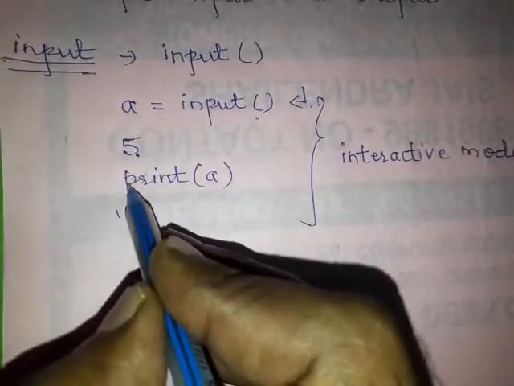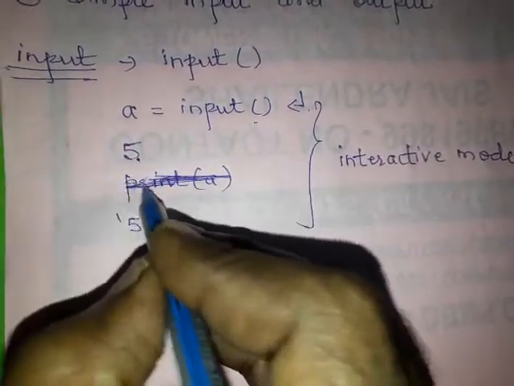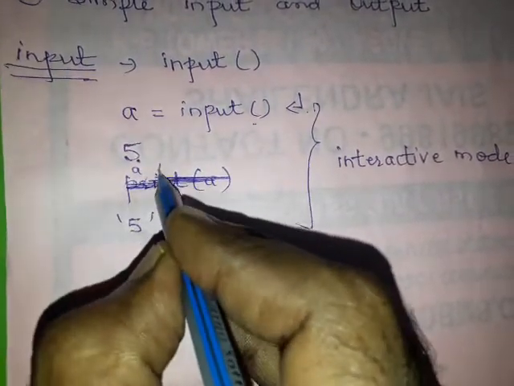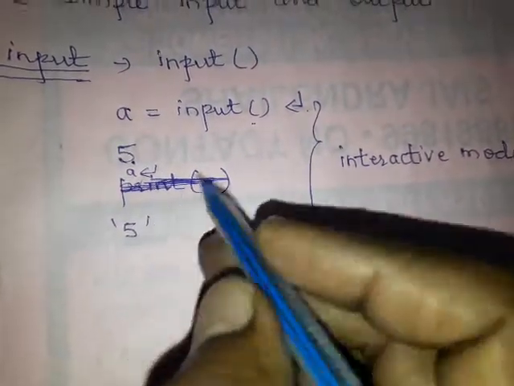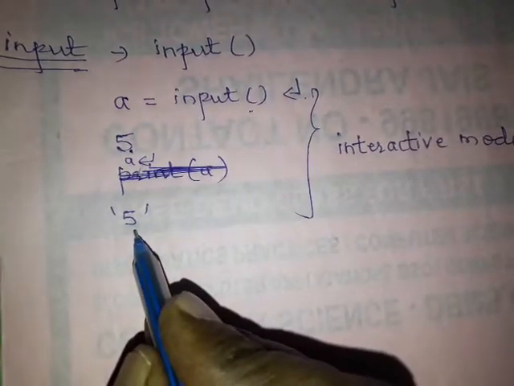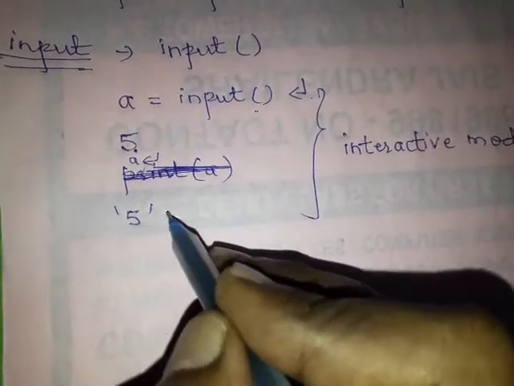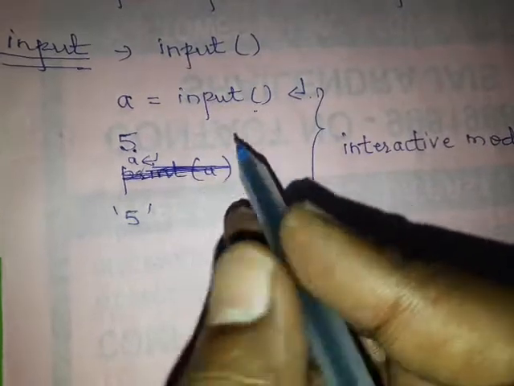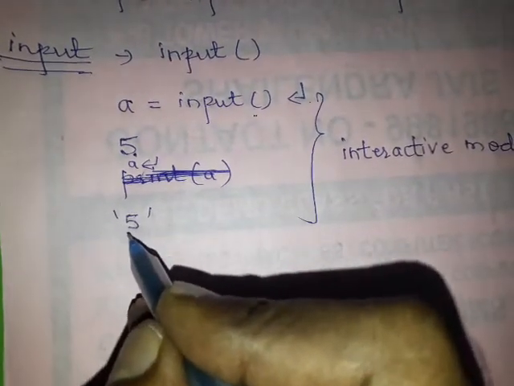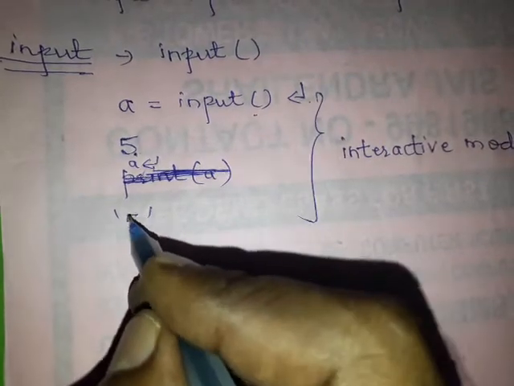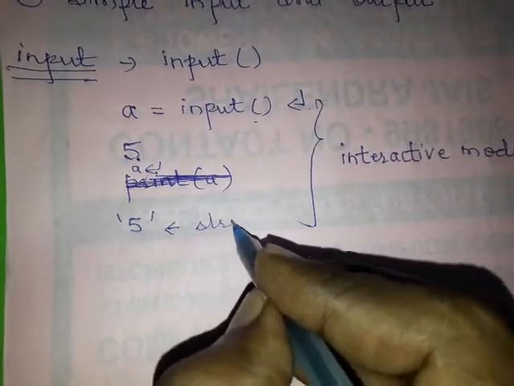In place of print a, you will only use a over here, and then press enter. Don't write print a, write only a, then press enter, and it will give 5. Here you see that the 5 is written in single quotes, and previously we have studied that whatever is written in single quotes or double quotes is of type string.